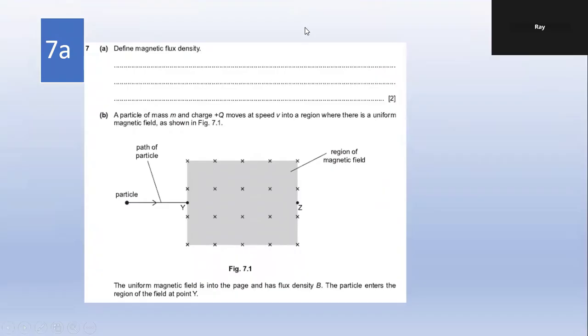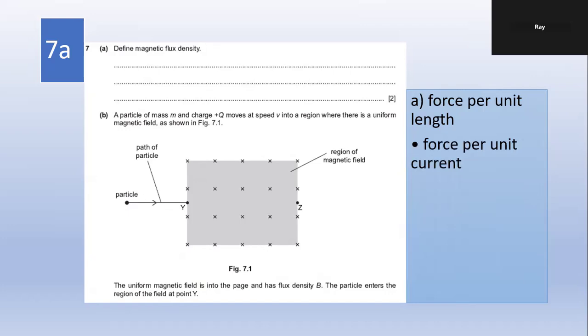Define for me magnetic flux density. Force per unit length per unit current in a wire perpendicular to the magnetic field. Remember, it's F equals BIL. Force per unit length per unit current, with the length or current perpendicular to the field.